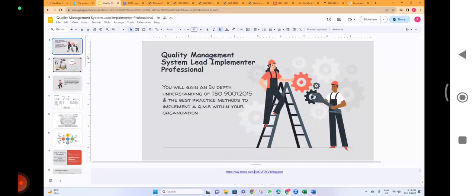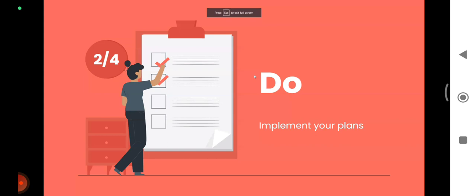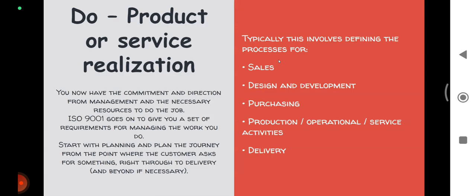Right. So moving on now, we are going to the do section. Under do, we have 2 steps, 2 actions that we have to complete. In planning, we had 8 steps to complete. Here in do, we need to implement our plans. That is the goal setting requirement. And this is the process stabilization step, because at this point we have committed the direction from management and the necessary resources to formalize your quality management activities.